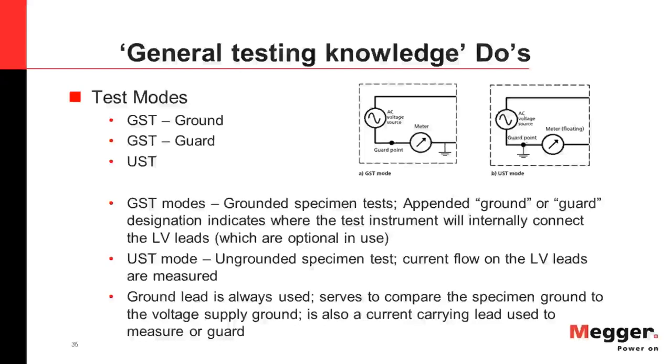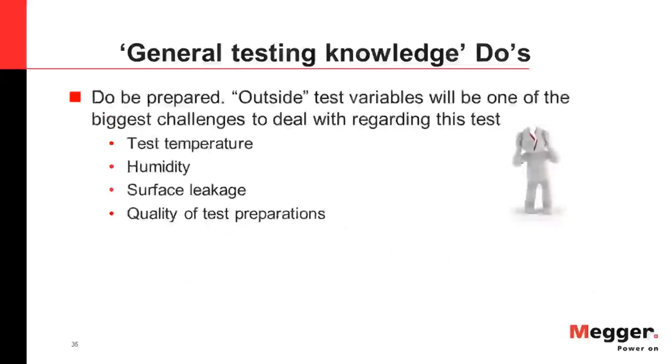So the next testing do is be prepared. Outside test variables will be one of the biggest challenges to deal with regarding this test, and include test temperature, humidity, surface leakage, and the quality of your test preparations. We'll be talking more about each of these in other categories, but it definitely warrants acknowledgement now, because choosing to simply ignore these variables and not deal with them is not an option.